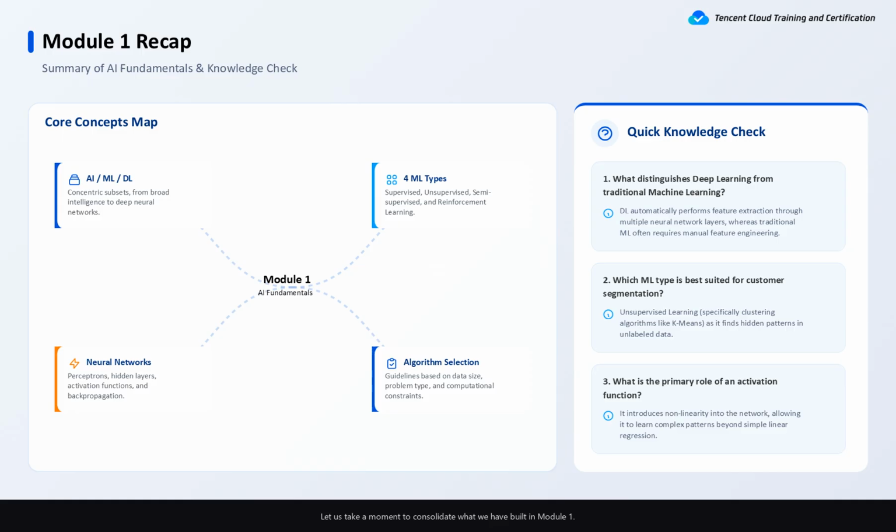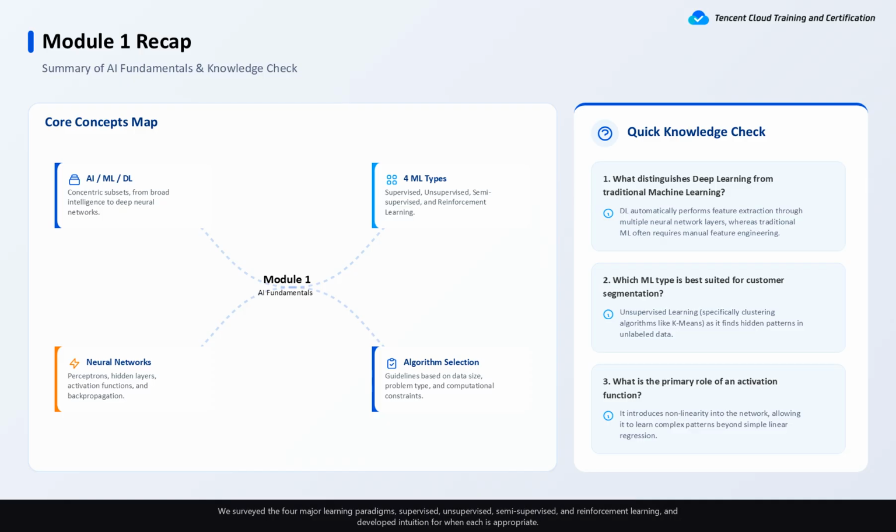Let's take a moment to consolidate what we have built in Module 1. We established the conceptual hierarchy, AI as the broadest category, machine learning as a data-driven subset, and deep learning as the neural network-intensive further subset.